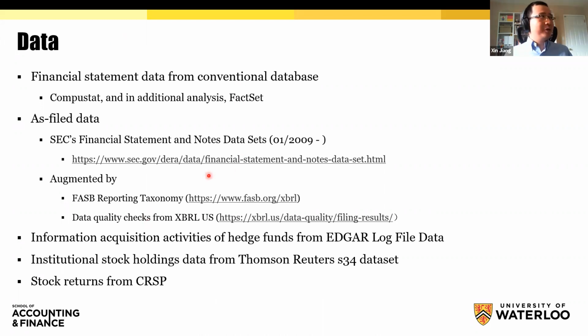Okay, a very brief description of the data we use in our studies. We still rely on data from conventional databases, including CompuStat, CRSP, FactSet, and Thomson Reuters. When we evaluate hedge funds' information acquisition activities, we rely on data from the EDGAR log file. And for the XBRL data, we use the XBRL data prepared by the SEC, which is publicly available on the SEC website. To better make sense of the XBRL data, or in Ayong's words, to standardize it, we also use the FASB reporting taxonomy.